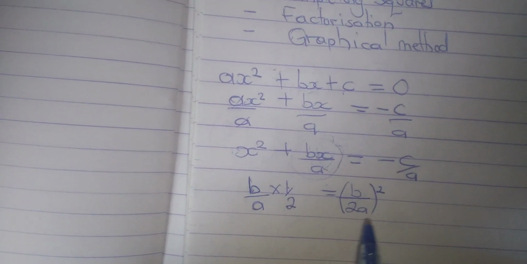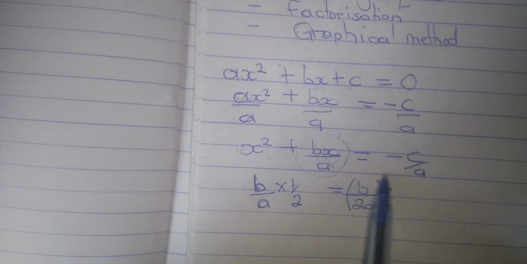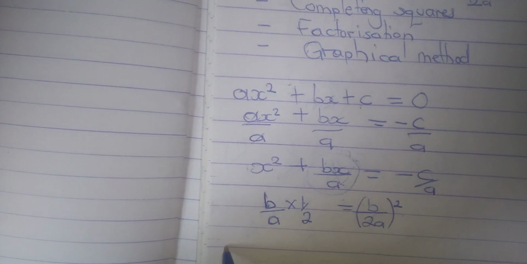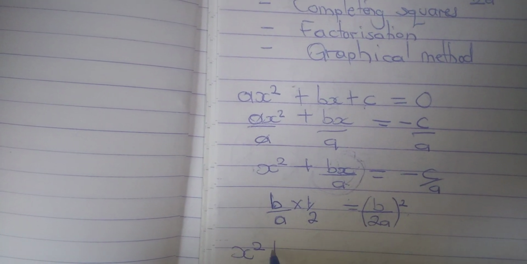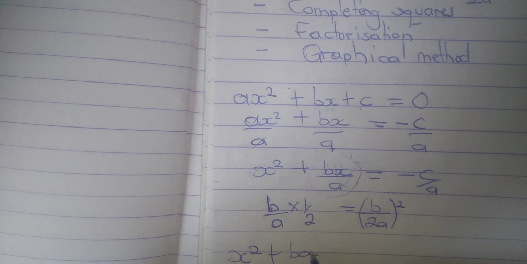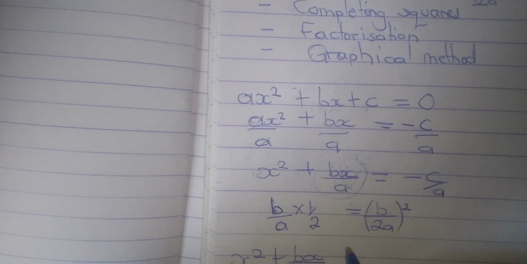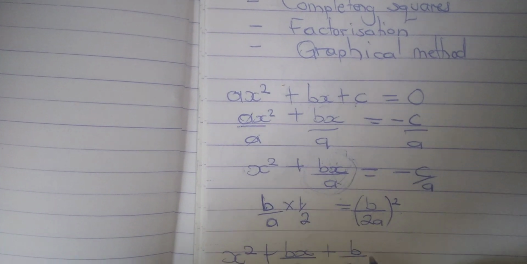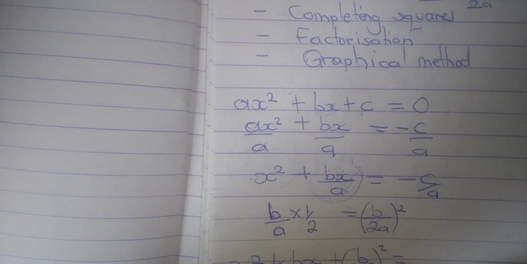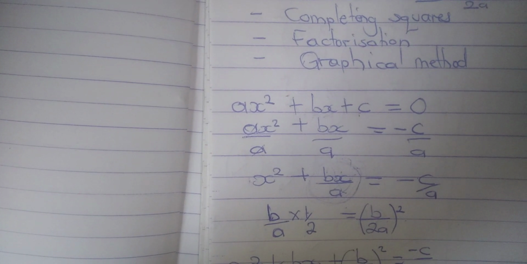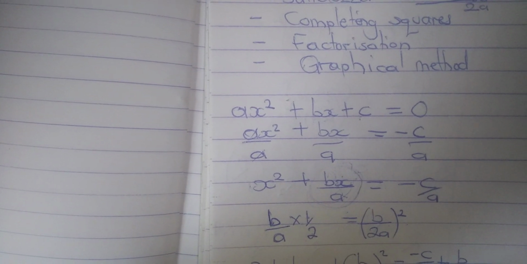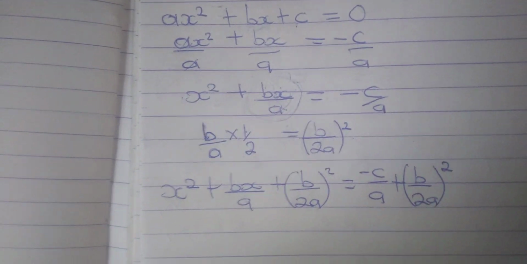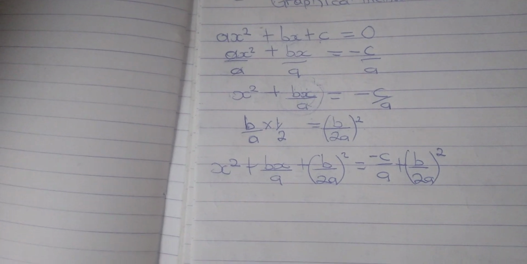After squaring this, I add the result to both sides. So I repeat what I had: x squared plus bx over a. Then I add the result I got, which is b over 2a, squared, equals negative c over a. I also add the result I got, which was b over 2a, squared. From there, just do the algebra and we go.